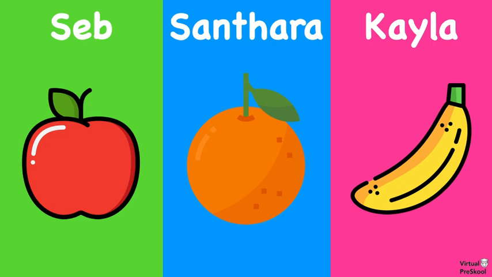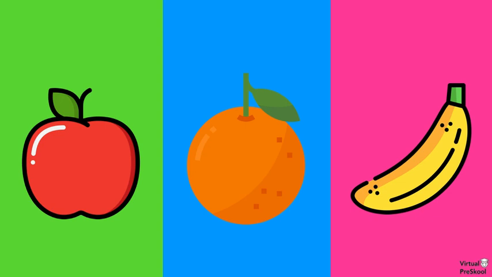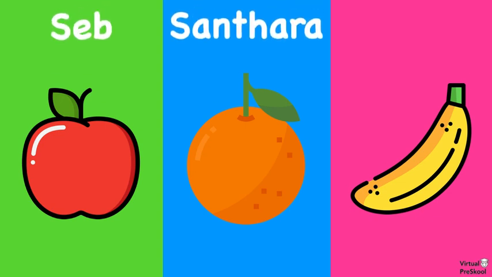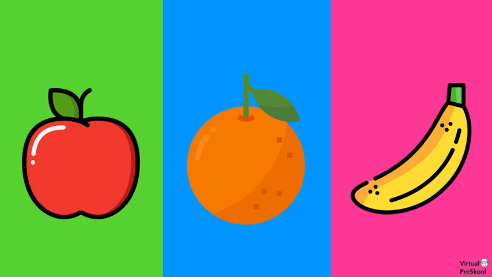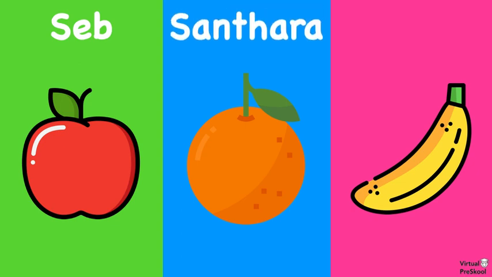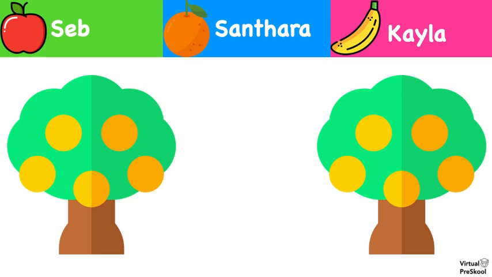Apple is seb, orange is santara, and banana is kela. Let's do those again. Apple is seb, orange is santara, and banana is kela. Now let's do some practice problems.